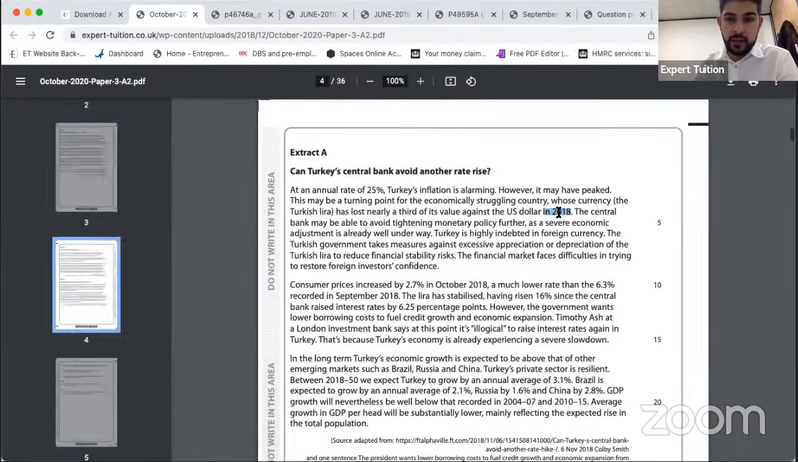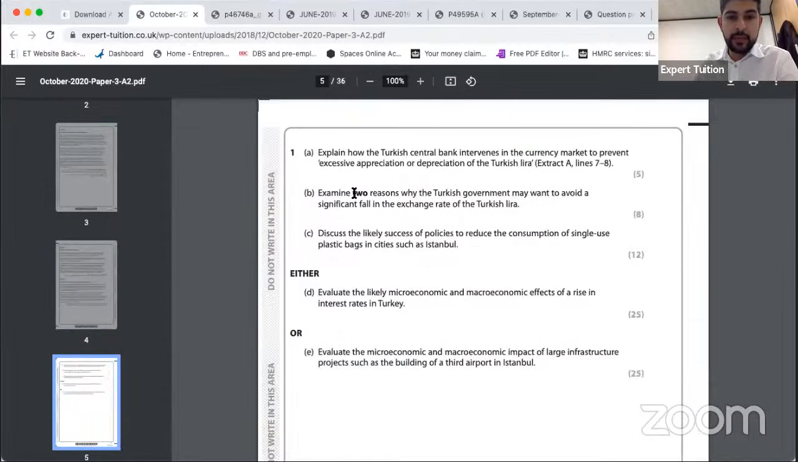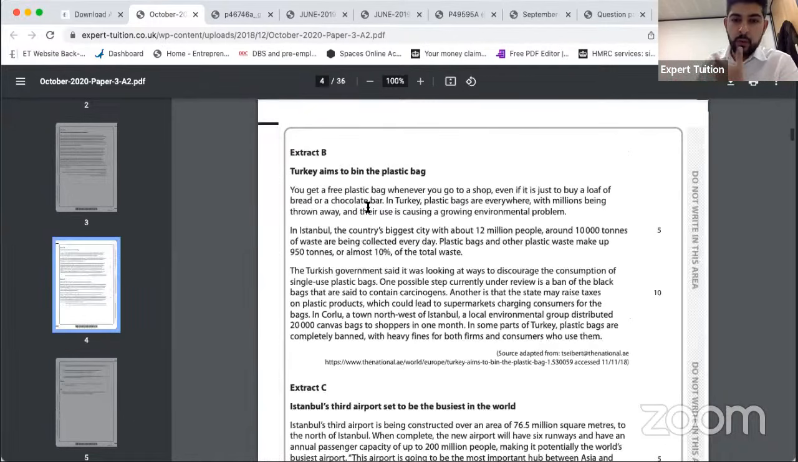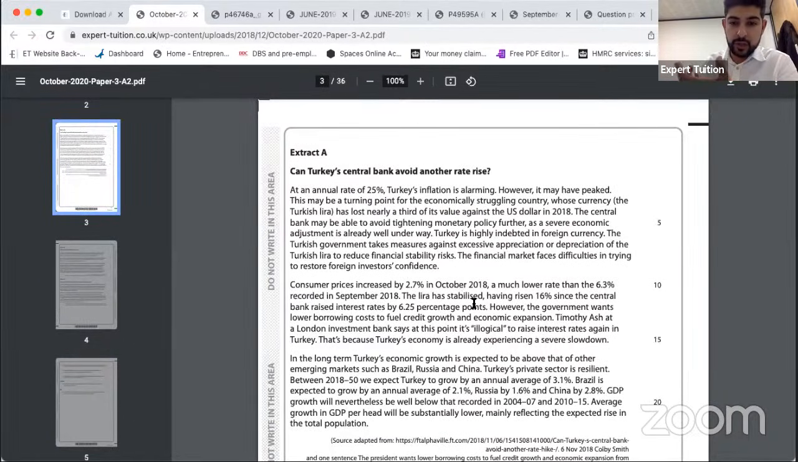Easy? Right. Then it has the following. Examine 2 reasons why the Turkish government may want to avoid a significant fall in the exchange rate of the Turkish lira. Right, what do they mean by significant fall? Obviously, they mean depreciation. There are 2 really good points here that I think work really well. One of which is actually, again, data-driven. So it says in the data that Turkey is highly indebted in foreign currency.